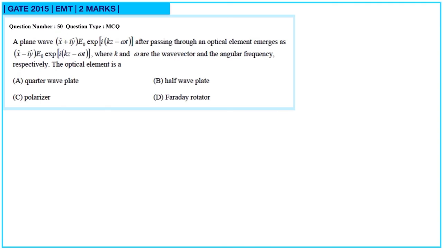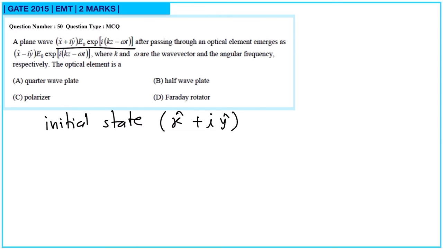Next question. A plane wave after passing through an optical element emerges as x cap minus i y cap, where k and omega are the wave vector and the angular frequency respectively. The optical element is. Now here this initial state is given, and it is x cap plus i y cap. That means it is having both these components, that means it is circularly polarized, and this is plus sign, so that means it is left circularly polarized.